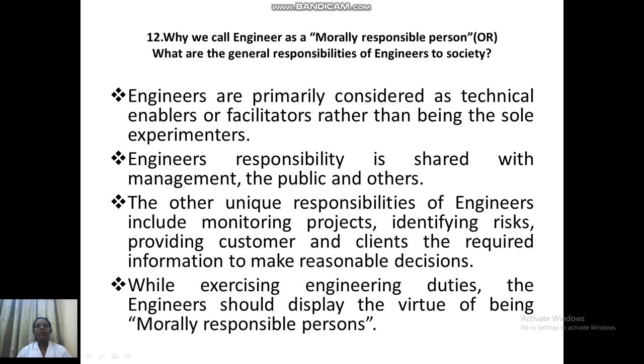12th question. Why do we call an engineer a morally responsible person, or what are the general responsibilities of engineers to society? Engineers are primarily considered as technical enablers or facilitators rather than being the sole experimenters. Engineers' responsibility is shared with management, the public and others. The other unique responsibilities of engineers include monitoring projects, identifying risks, providing customers and clients the required information to make reasonable decisions. While exercising engineering duties, the engineers should display the virtue of being a morally responsible person.